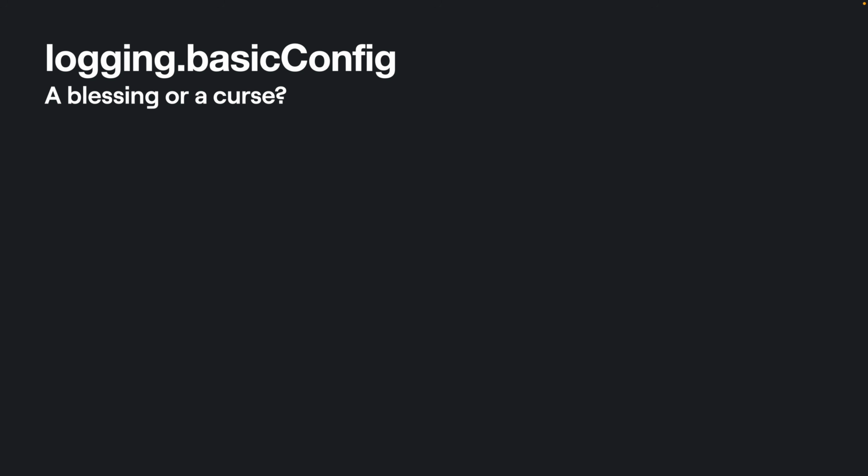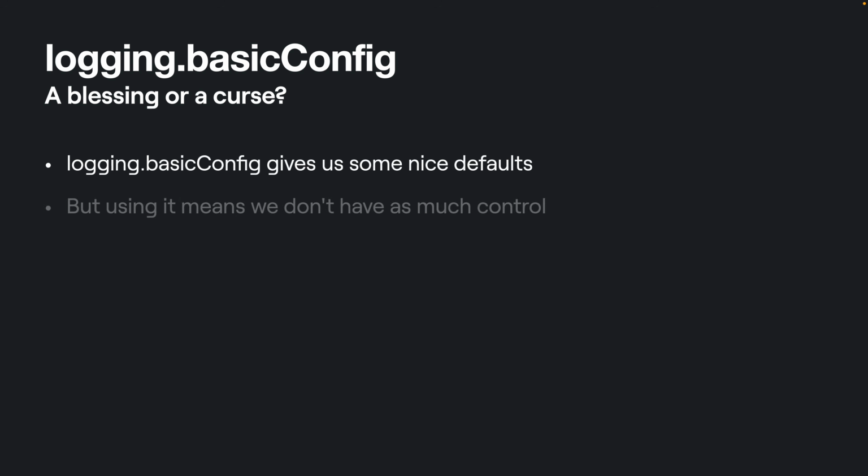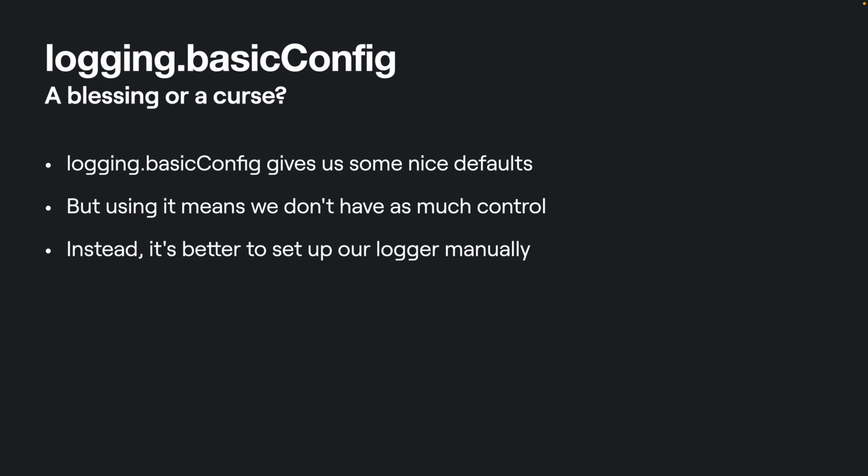But logging.basicConfig can make things easy, but it's maybe not perfect. It gives us some nice defaults, but we don't have as much control. And when you want to start doing things like send messages to a third-party logging service, or maybe do some more advanced configuration, it's just not something you can do with basicConfig. Plus, basicConfig does a few things that are not ideal in terms of which loggers it configures. You don't have to worry about that too much, but it's better to set up our loggers, handlers, and formatters manually. Fortunately, it's pretty straightforward.